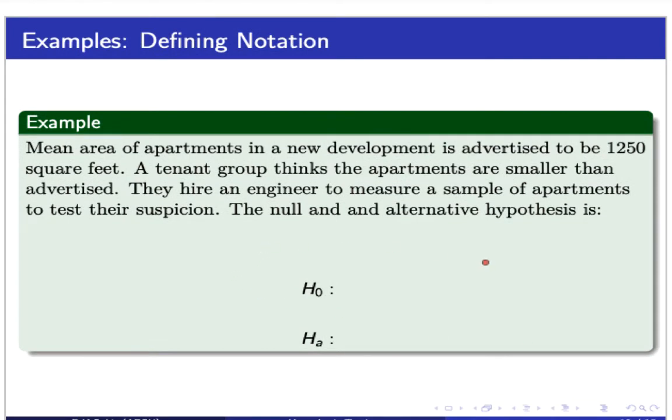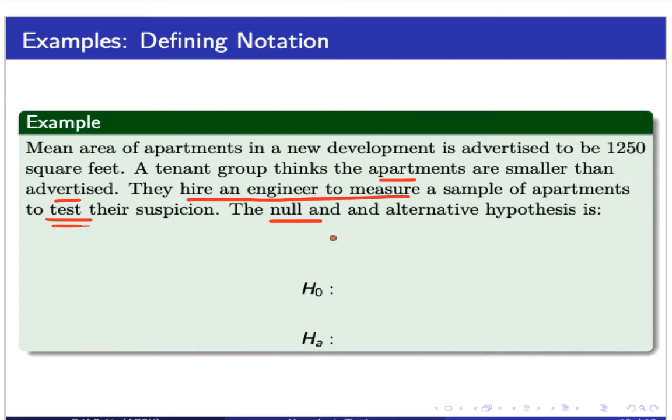Now let's look at another example. Here we will write now. It says the mean area of apartments in a new development is advertised to be 1250 square feet. Now, a tenant group thinks the apartments are smaller than what they are advertised. So they hire an engineer to measure a sample of apartments to test their suspicion. What would be the null and the alternative hypothesis?